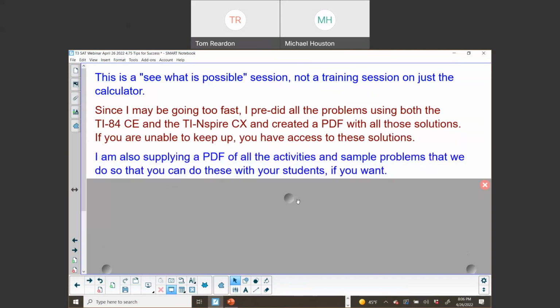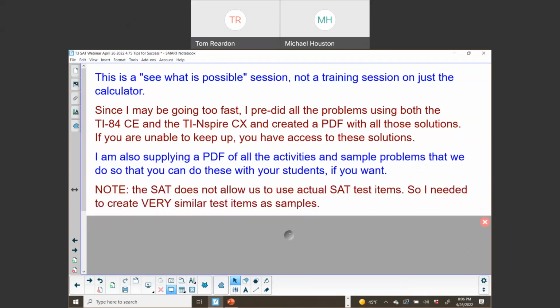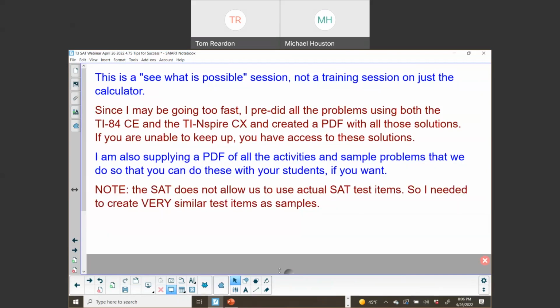I'm also supplying a PDF of all these activities and sample problems that we do so that you can have these with your students if you want to use them. I think there are around 30 of them, and they're all accessible. I should point out the SAT does not allow us to use actual SAT test items. So I needed to create very similar test items as samples, without copying them exactly.